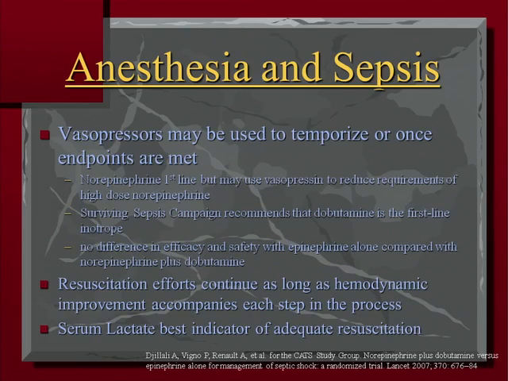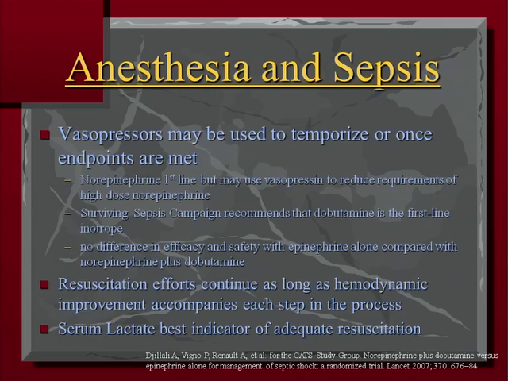Vasopressors, as I say, may need to be used to temporize, especially once the endpoints are met. Norepinephrine is the first line. Vasopressin is used primarily just to decrease the amount of high-dose norepinephrine needed. Surviving Sepsis Campaign recommends dobutamine as the first-line inotrope, but there isn't any evidence that epinephrine is less safe or more harmful or less effective than dobutamine and norepinephrine together.